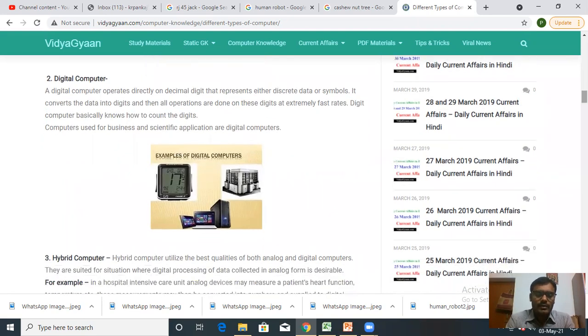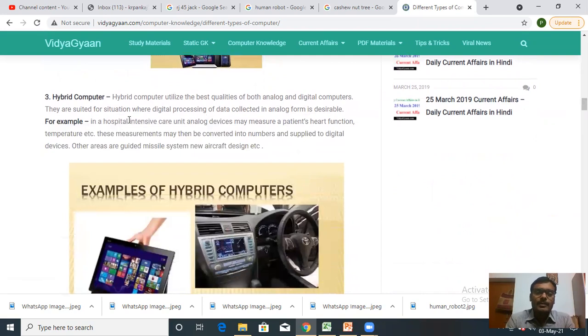You can say your smartphone, your tablet, your laptop, your personal computers, desktop computers, these are the examples of digital computers. Now coming to hybrid computers. Hybrid computers utilize the best qualities of both analog and digital computers. Means both types of computers are combined together to form a hybrid computer. It is a mixture of analog and digital computers.